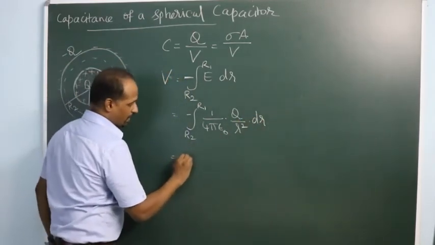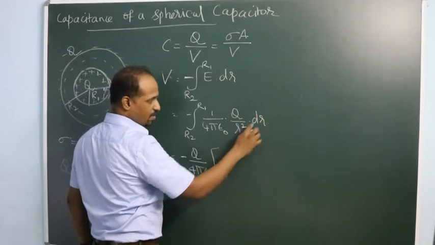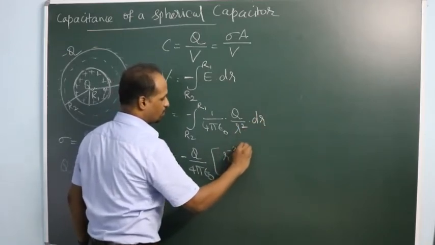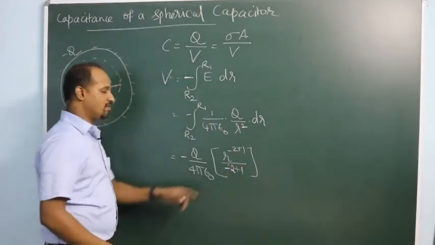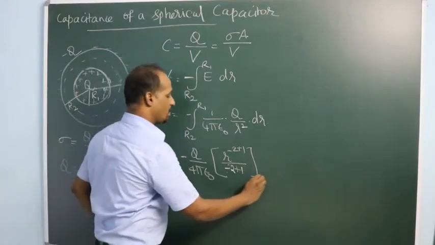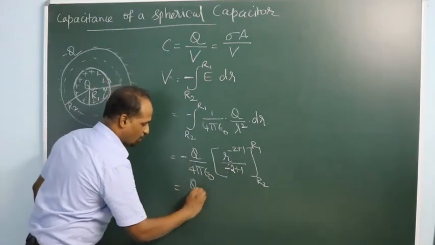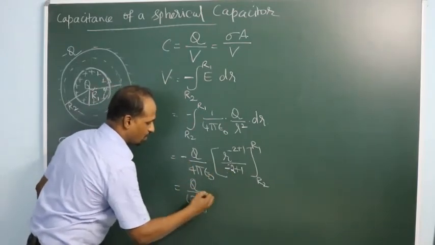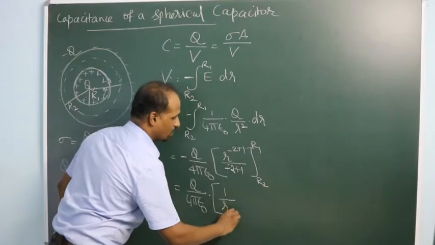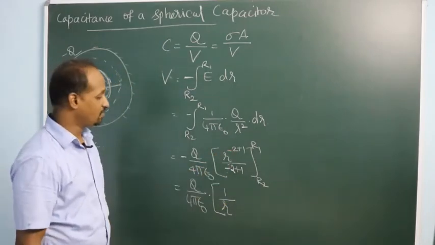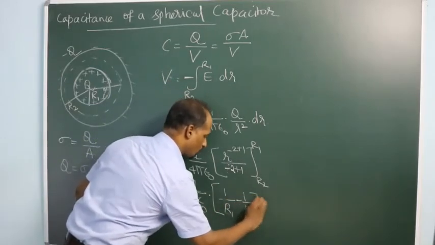Then it is equal to minus Q by 4 pi epsilon naught, which will be taken out. Then integral dr by R square, meaning R power minus 2 plus 1 divided by minus 2 plus 1. So this minus 2 plus 1 becomes minus 1. This minus 1 cancels with this. Then R2 to R1. This minus and this minus will be cancelled. Q by 4 pi epsilon naught into 1 by R, because R power minus 2 plus 1 is R power minus 1. So 1 by R, upper limit is 1 by R1 minus 1 by R2.